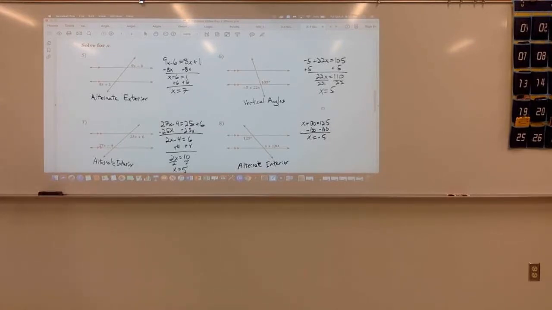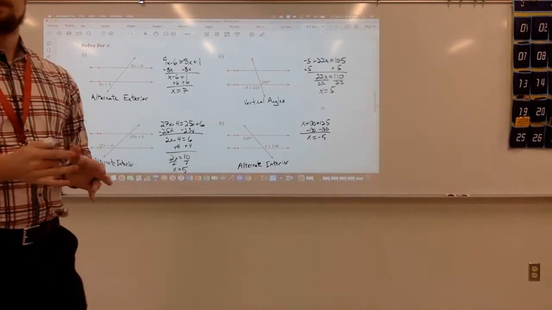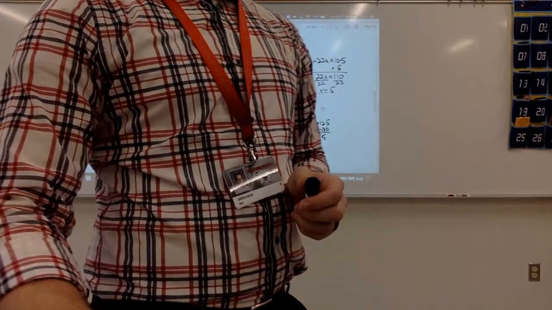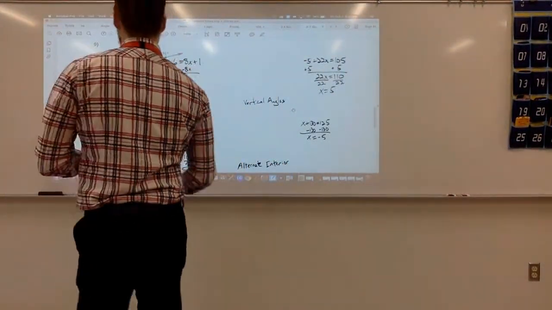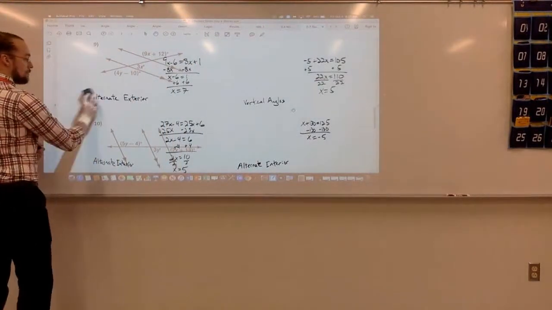All right. Did we get 5 and negative 5? These were both alternate interior, right? So on both of them, we just set the expressions equal to each other. Any questions so far? All right, let's flip over to the back and take a look at a couple where we have to solve for both x and y.